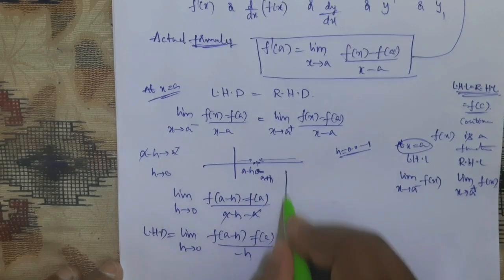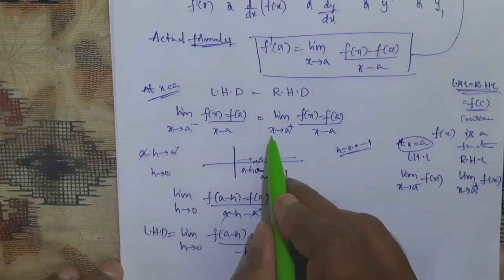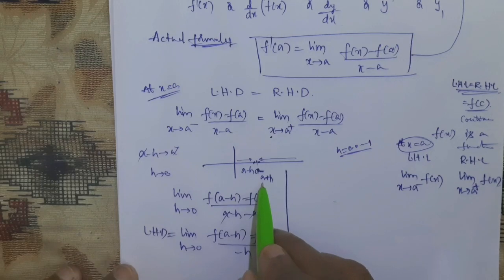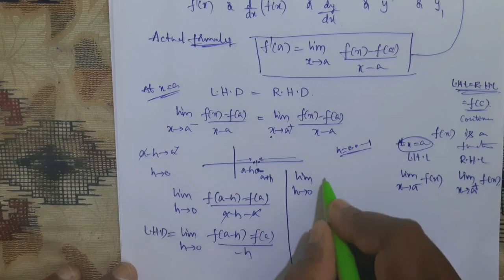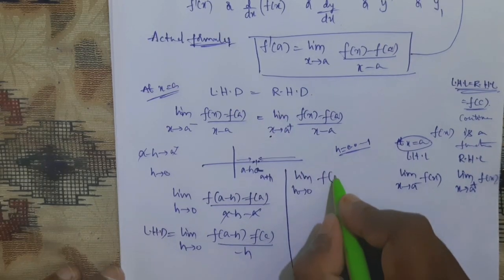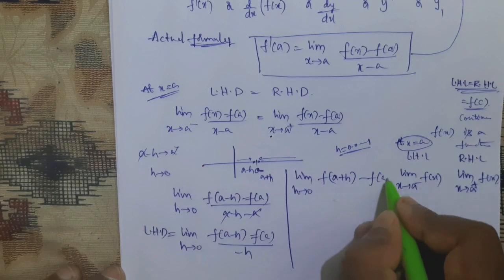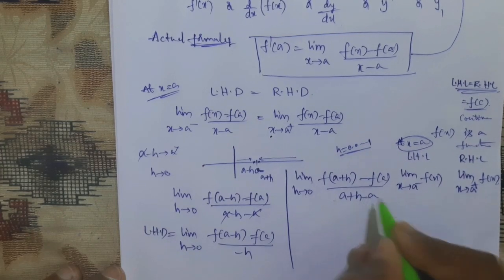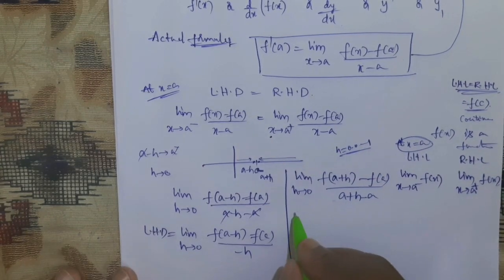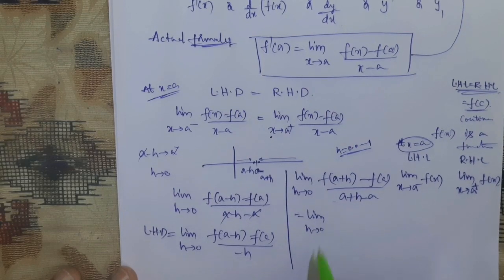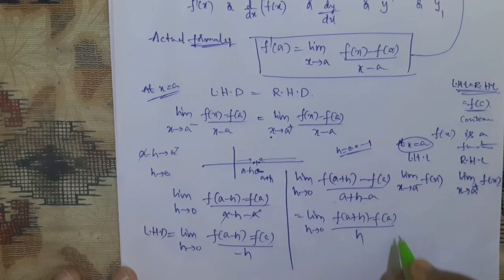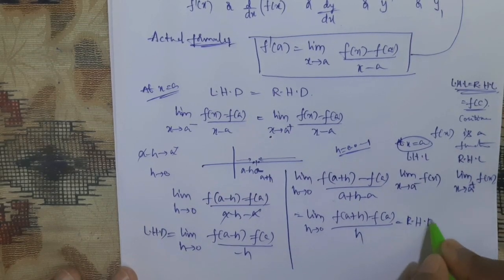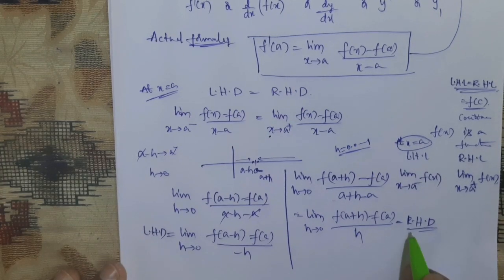Now when it comes to RHD, if we substitute in the place of X, A plus H, A and A cancel, we will get again limit H tends to 0, F of, in the place of X we need to substitute A plus H, minus F of A by A plus H minus A. It will become limit H tends to 0, F of A plus H minus F of A by H. This we will consider as RHD. RHD means right hand derivative, LHD means left hand derivative.